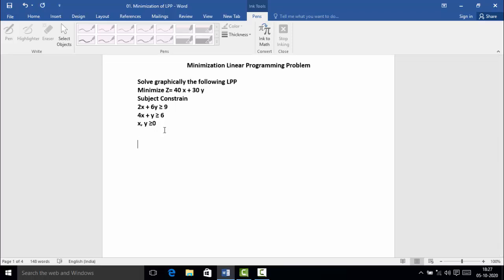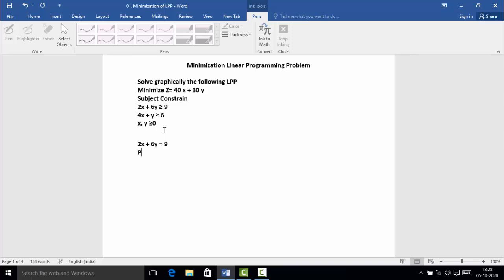The first step is to convert your constraints into equations and find two points from each equation, one point for the x axis and one point for the y axis, in order to draw the lines on the graph. First of all, take the first constraint 2x plus 6y greater than or equal to 9. Convert that constraint into the equation. Now the first equation is 2x plus 6y equal to 9.